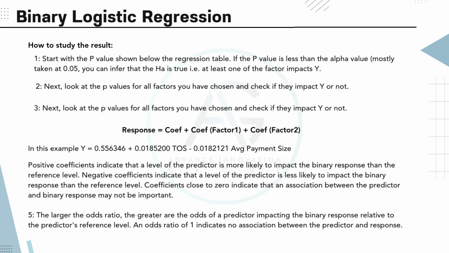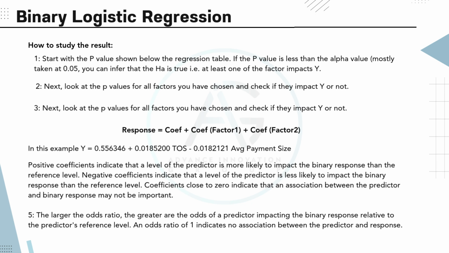Step 1. Start with the overall p-value. The first thing to look at is the p-value given below the regression table, which tests whether at least one of the predictors significantly affects the outcome. If this p-value is less than 0.05, we reject the null hypothesis and accept that at least one predictor significantly impacts y.